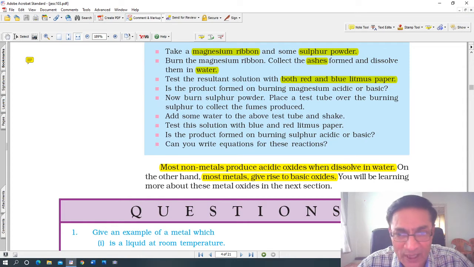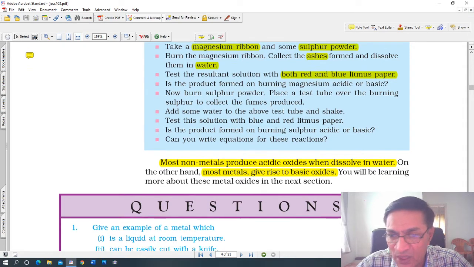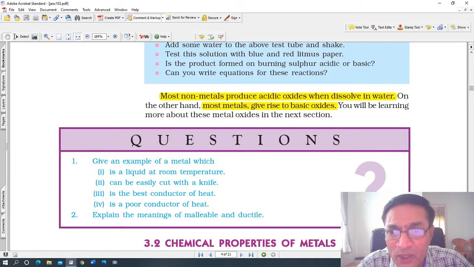Okay, so that is what is written out here. Let's see, most known metals produce basic oxides like magnesium oxide. When dissolved in water, they produce magnesium hydroxide, potassium hydroxide, sodium hydroxide. On the other hand, most non-metals give rise to acidic oxides.